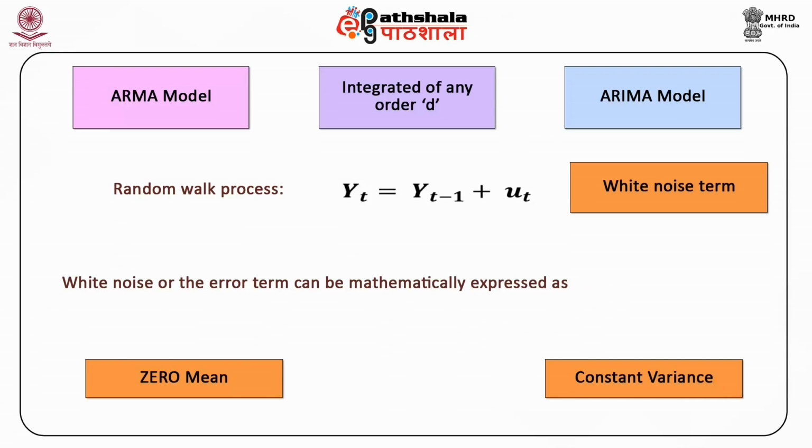It is mathematically expressed as ut ~ IID N(0, σ²), where ut, the white noise term, is approximately IID, that is independently and identically distributed, N, that is the normal distribution. 0 represents the mean and σ² represents the constant variance.